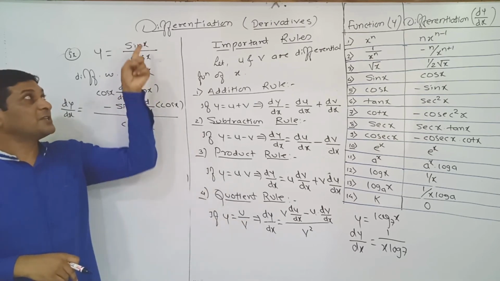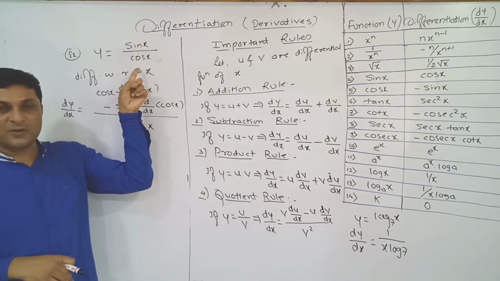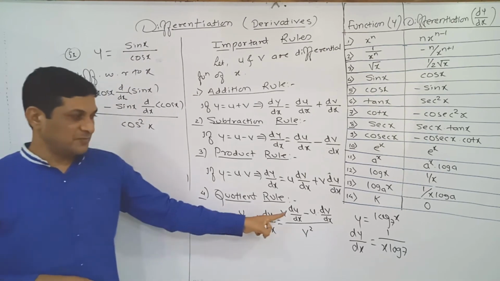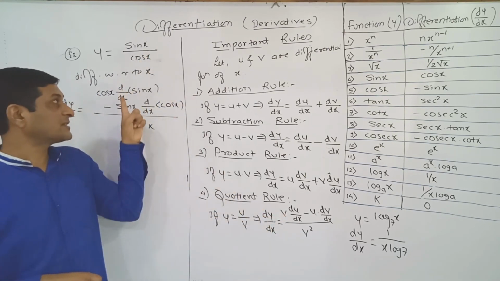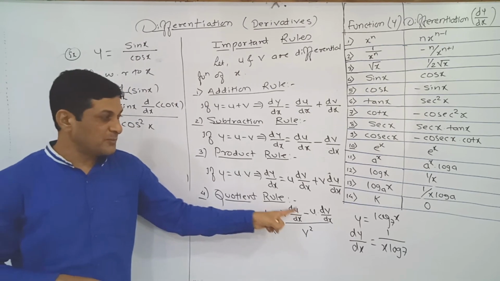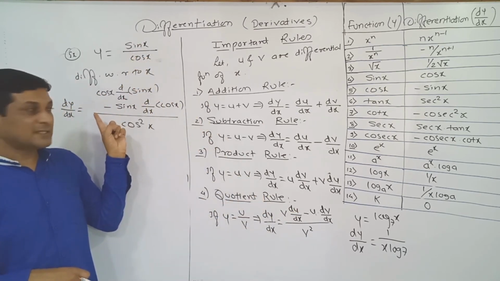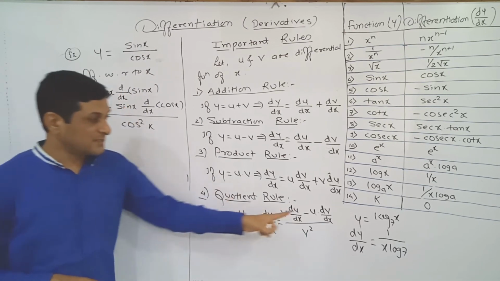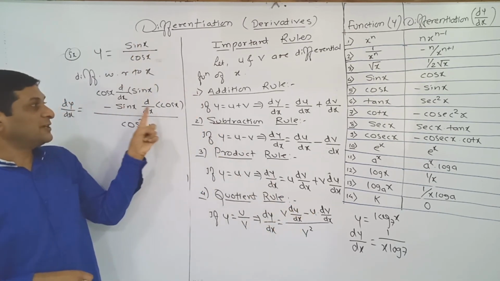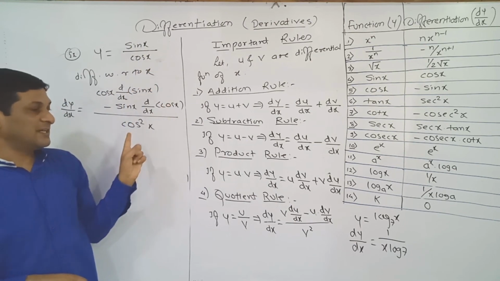What is u? Sin x. What is v? Cos x. This formula says keep v as it is. V as it is means cos x as it is, into the derivative of u. What is u here? Sin x, into the derivative of sin x, minus sin x as it is. Sin x means u as it is, into the derivative of v. V is cos x, divided by cos square x.